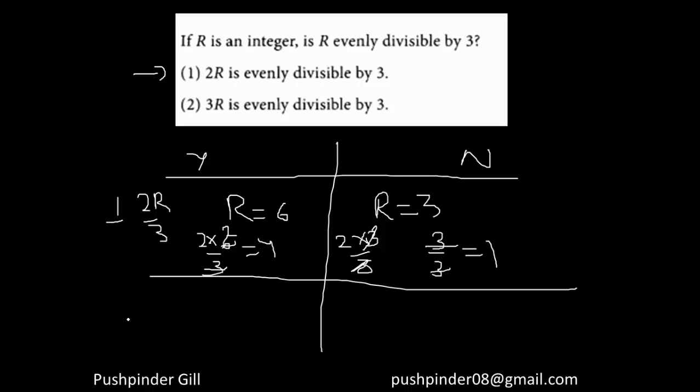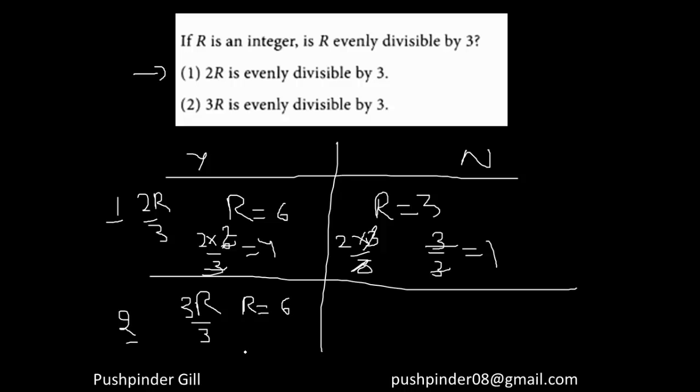Alright. Now let's try to use the second statement. Second statement says that 3r by 3 is evenly divisible by 3. Now give me a number where 3r by 3 is evenly divisible by 3. Let's say r is equal to 6 again, right?